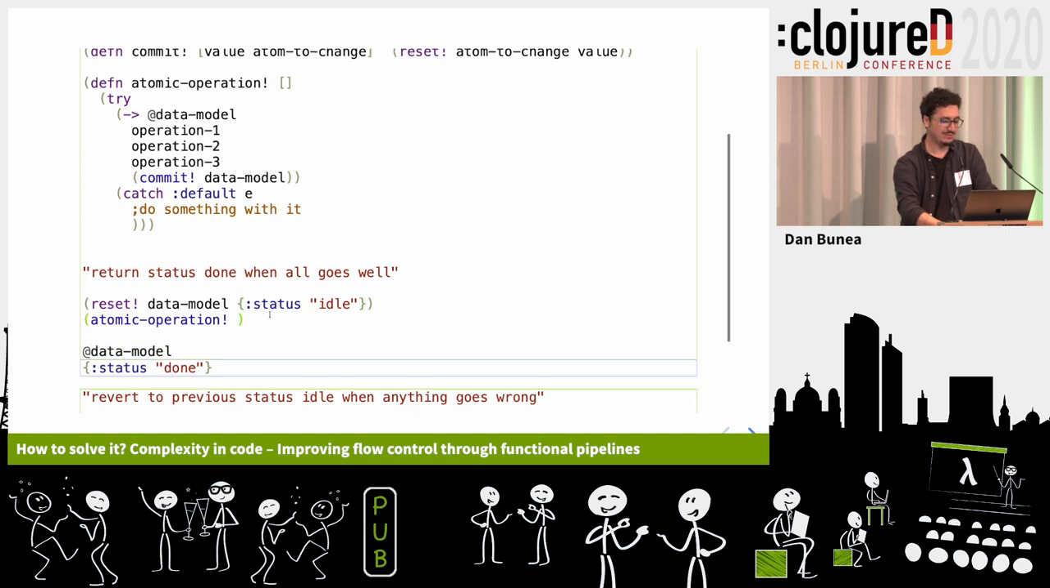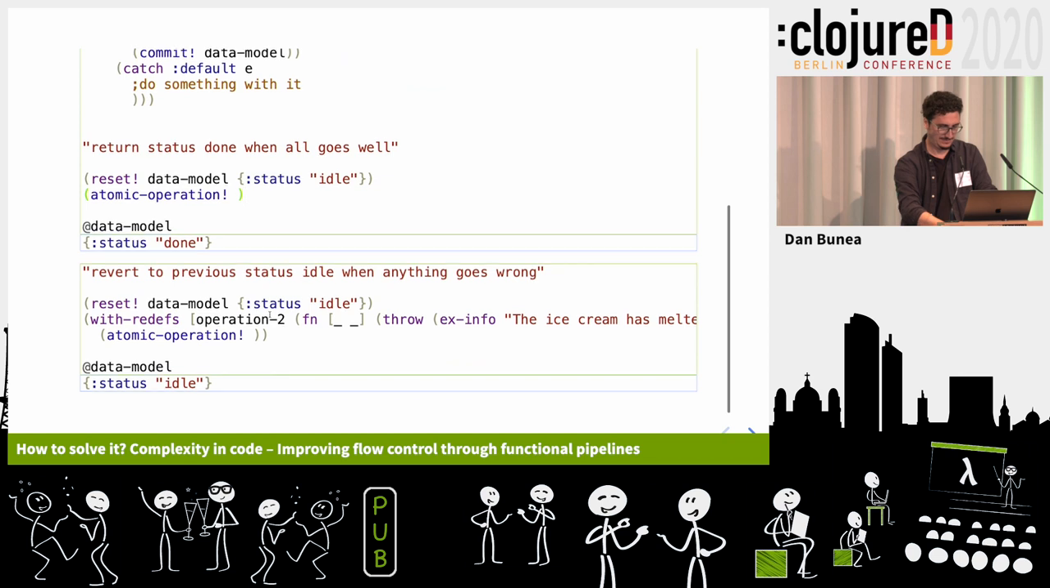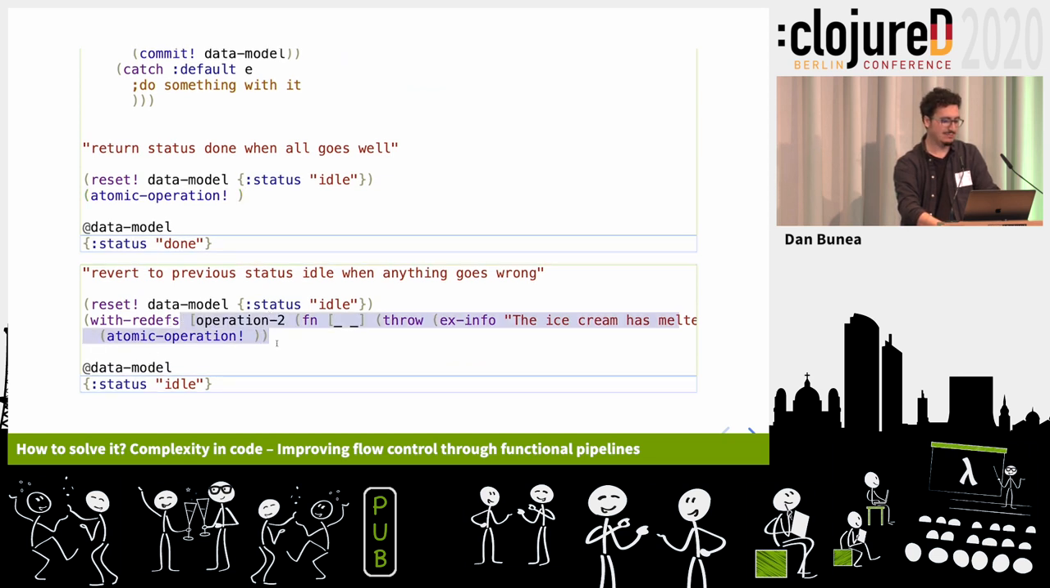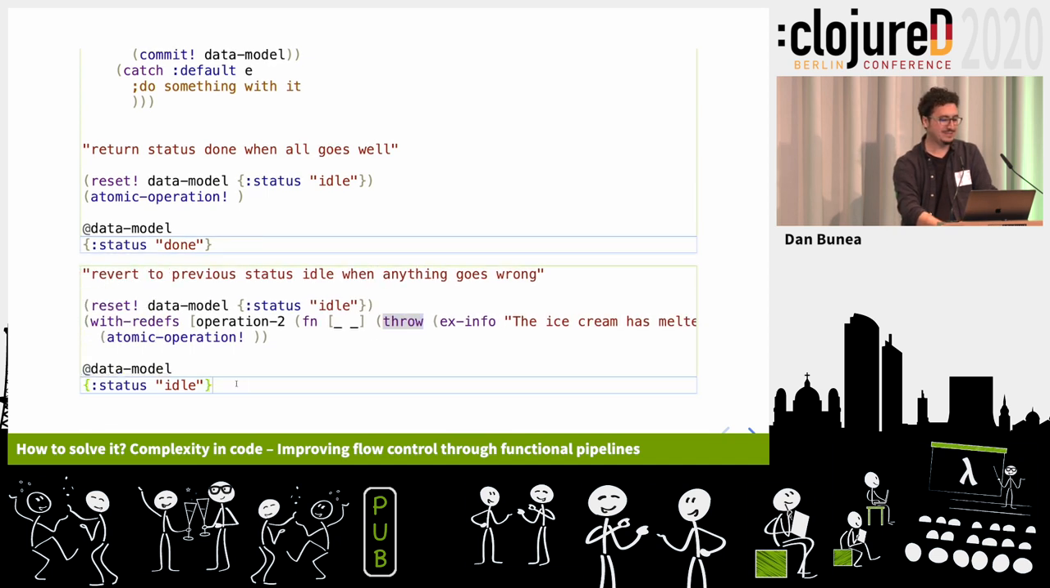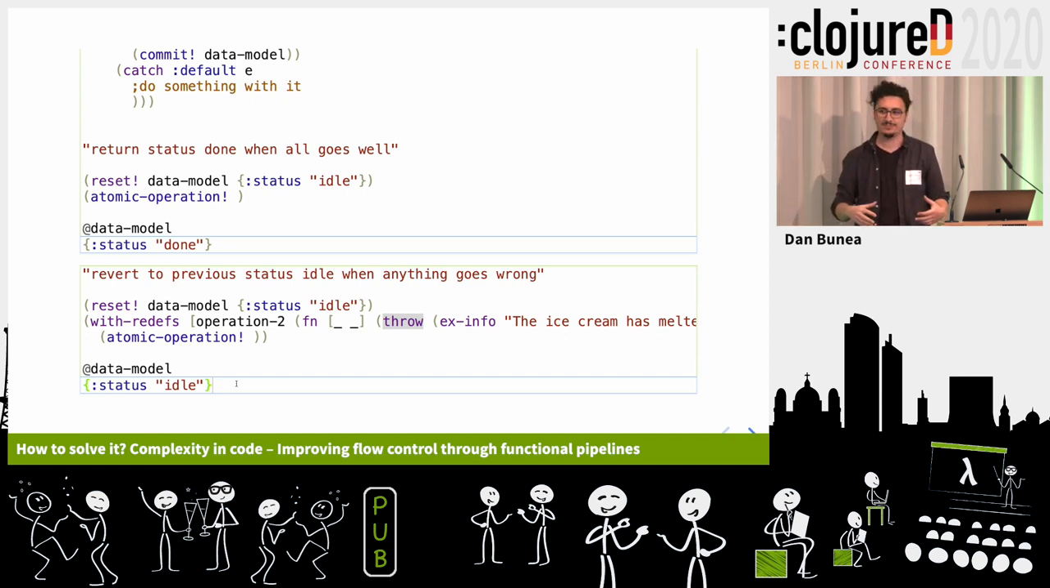What happens if something fails? Now I did a redefs, and I said operation two will fail because it will throw the ice cream has melted. And as you can see, at the end, we'll go back to idle. So either everything happens or nothing happens, which is such a big step in terms of writing systems.